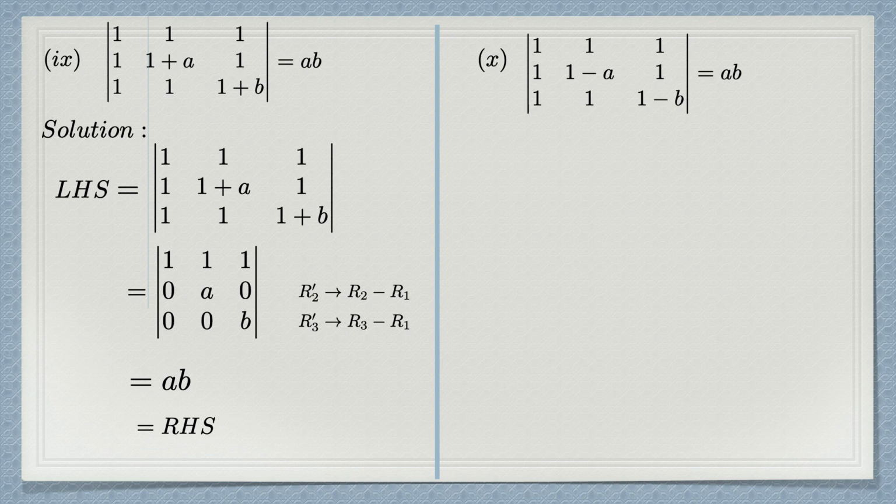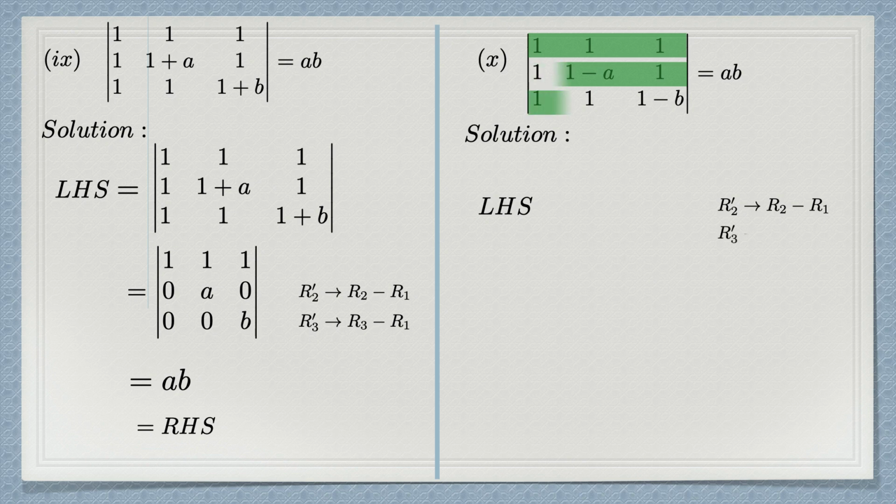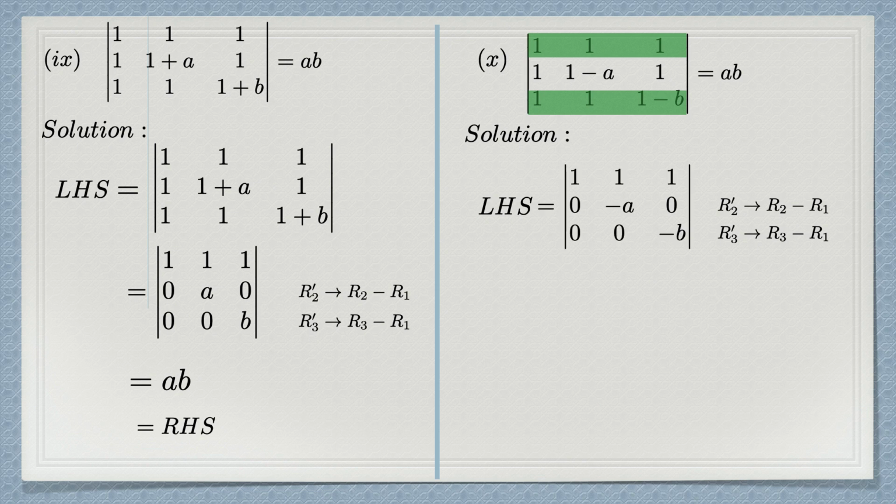10th problem. Again we have to prove the determinant is equal to AB. Solution. Left hand side. We will again use the same method to simplify this. R2 minus R1 and R3 minus R1. By subtracting, the first column becomes 1, 0, 0. Now see the principal diagonal, it is 1, minus A, minus B. So we will multiply minus A into minus B, that is AB. We know that minus into minus is plus, so we got AB. This is our right hand side.